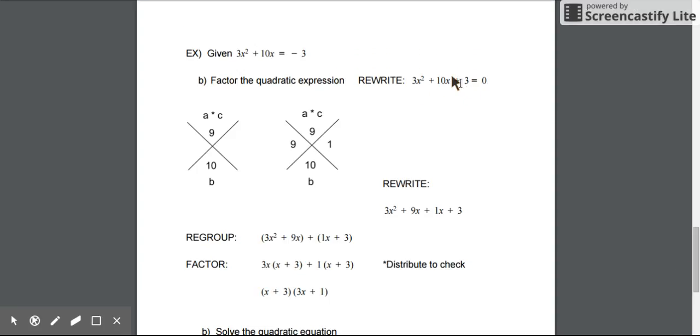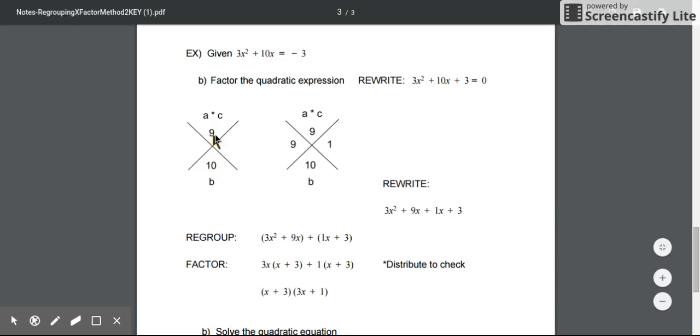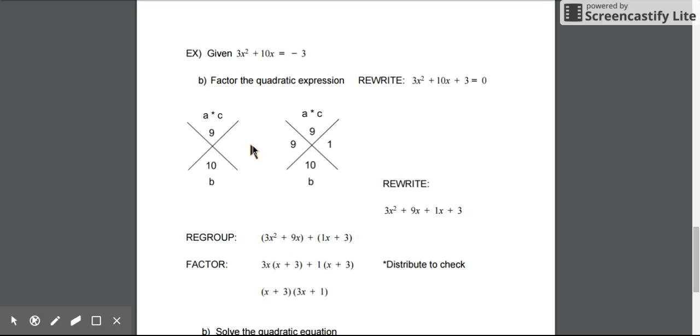Let's multiply our a and c terms. So 3 times 3 is 9. Let's write our middle term, or b term, on the bottom. So we're finding factors of 9 that add up to 10. Sometimes your factors are the most basic factors, the number itself and 1. So 9 times 1 is 9, and 9 plus 1 is 10. So 9 and 1 are our factors.